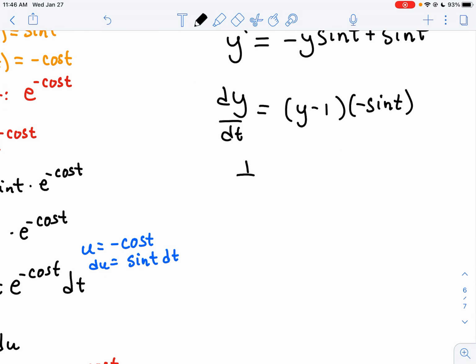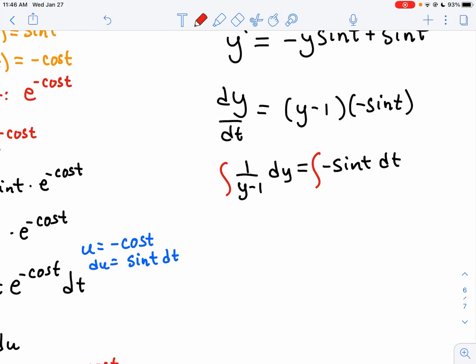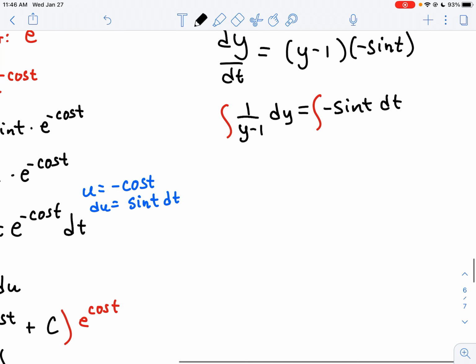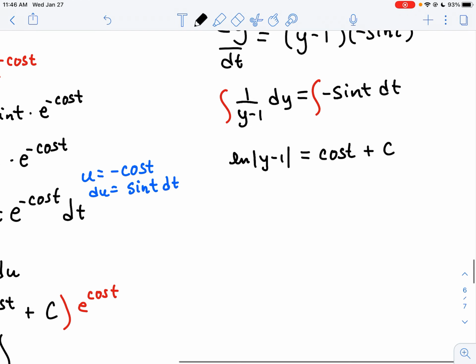Now let's go ahead and separate the variables. I'm going to divide by y minus 1, and then dy is equal to negative sine of t dt. Integrate both sides next. Antiderivative of 1 over y minus 1 is natural log of absolute y minus 1 is equal to antiderivative of negative sine t, which is cosine of t plus a constant.